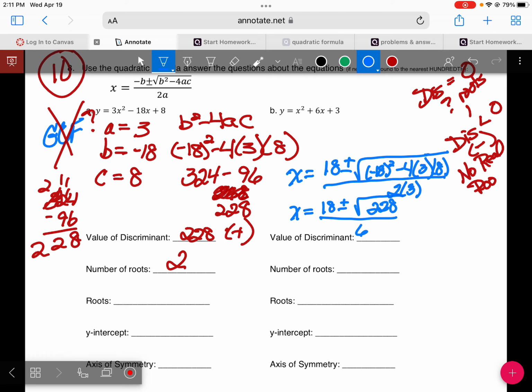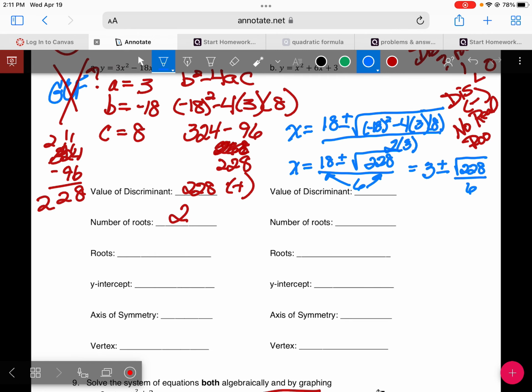I can simplify that and say 18 divided by 6 is 3 plus or minus the square root of 228 divided by 6. Because if this is under both, you have to have this under both parts. So 18 divided by 6 is 3 as a whole, plus or minus 228 over 6. Now, I'm going to put this like this. 228 divided by 6. Yuck!